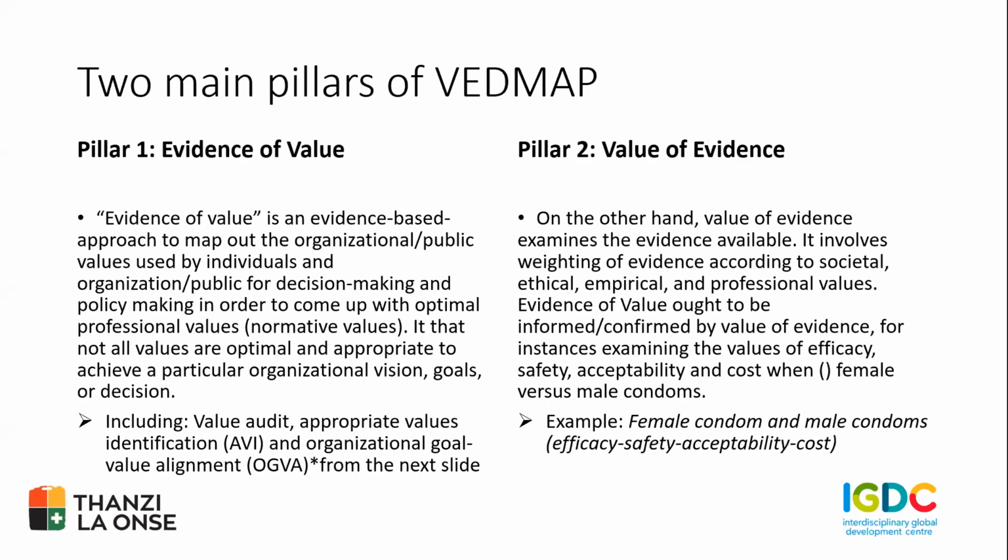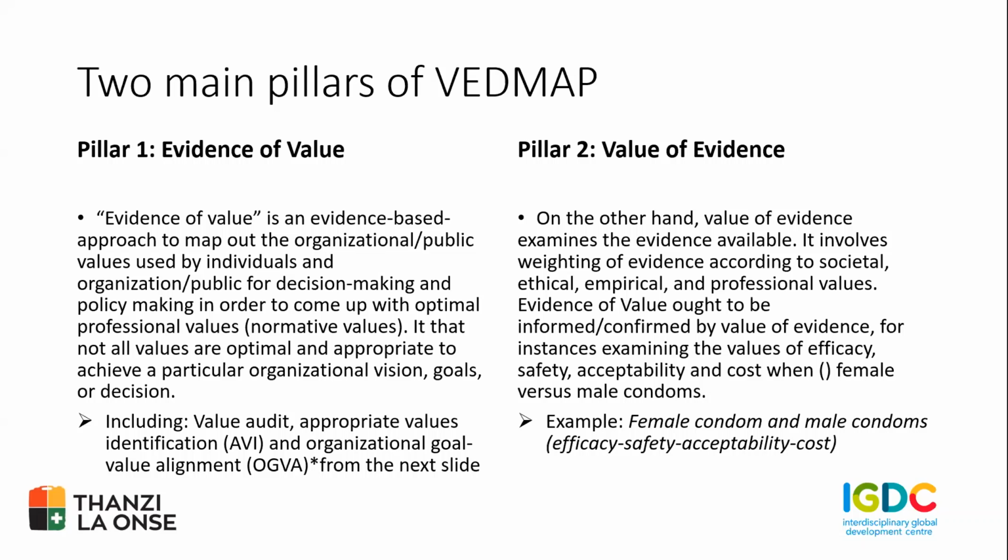This VEDMAP has two pillars: evidence of value and the value of evidence. Evidence of value is an evidence-based approach to map out the organizational and public values used by individuals, organizations, or the public for decision-making or policy-making, in order to come up with optimal values, what we call normative values. Not all values are optimal or appropriate to achieve a particular organizational vision or goal. Value of evidence, on the other hand, examines the available evidence. It involves weighing the evidence according to societal, ethical, empirical, and professional values. So it is there to rank the evidence using values.